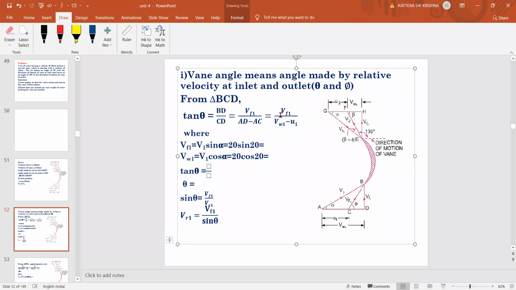Now you can find it. First, before taking this tan theta, you can take these two values.